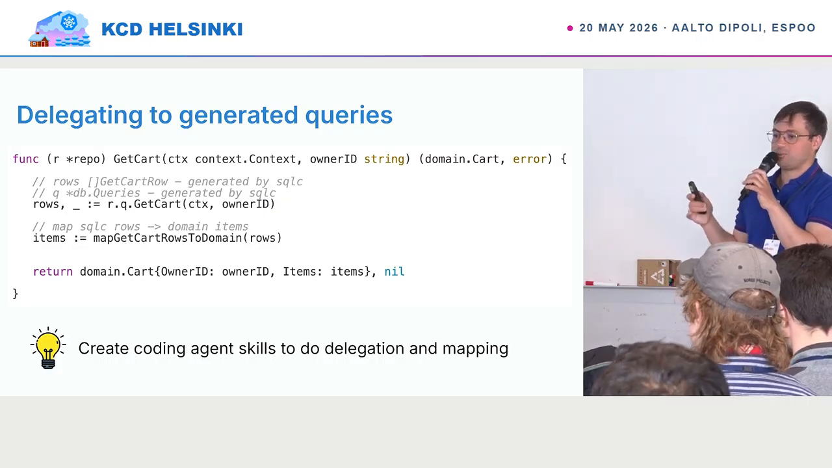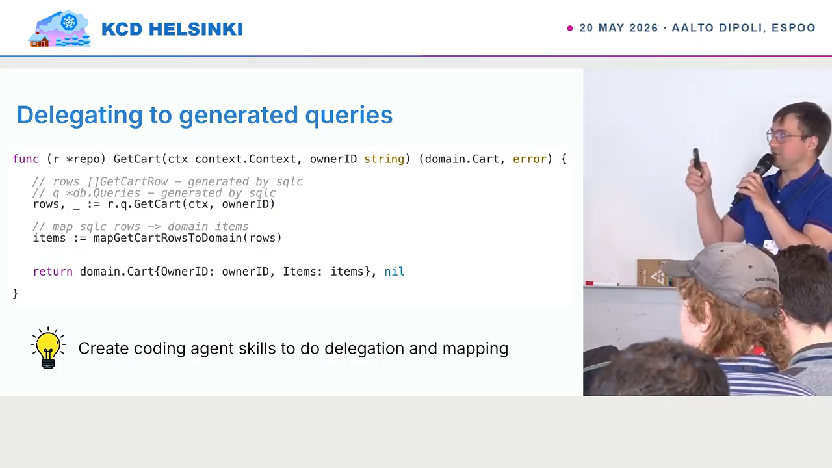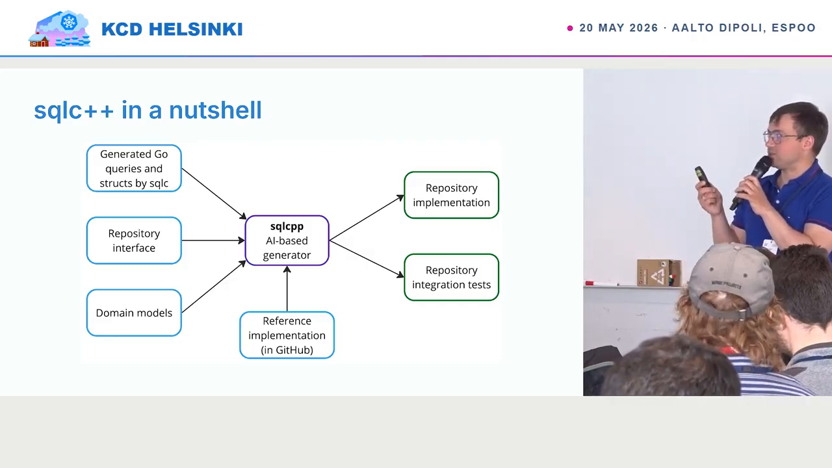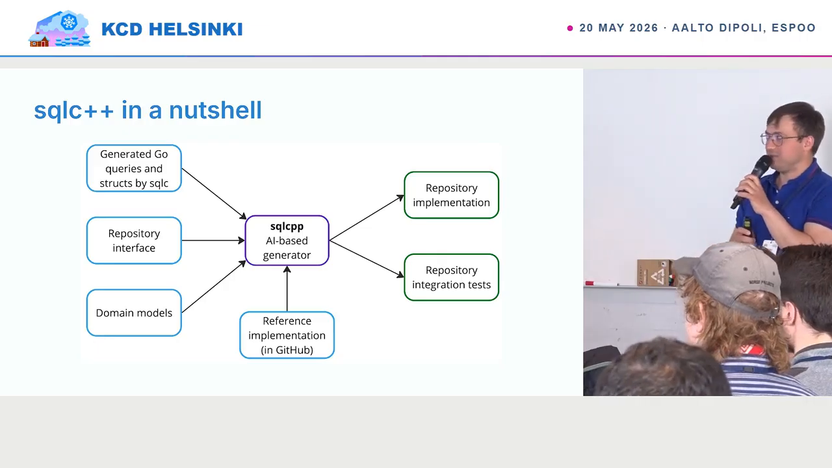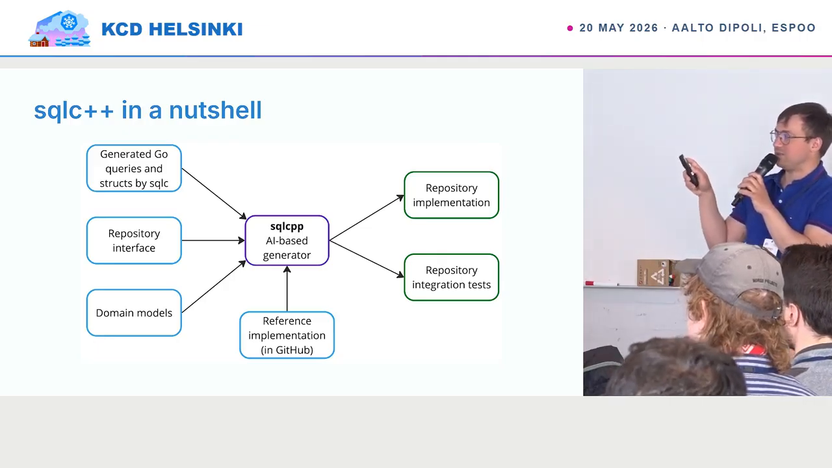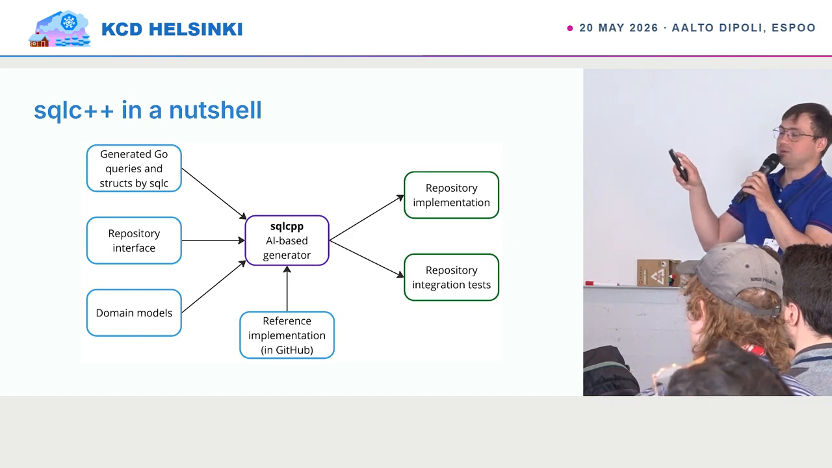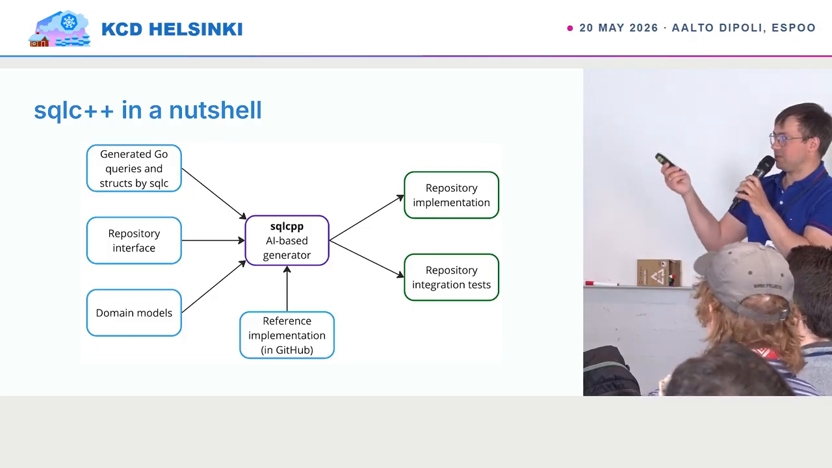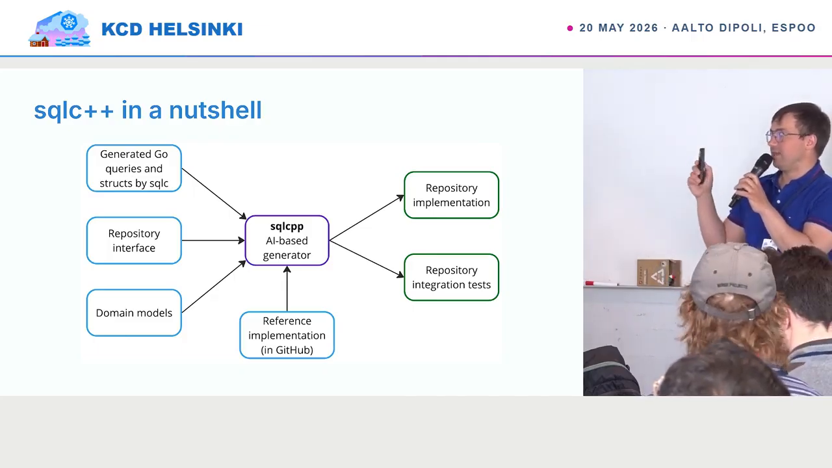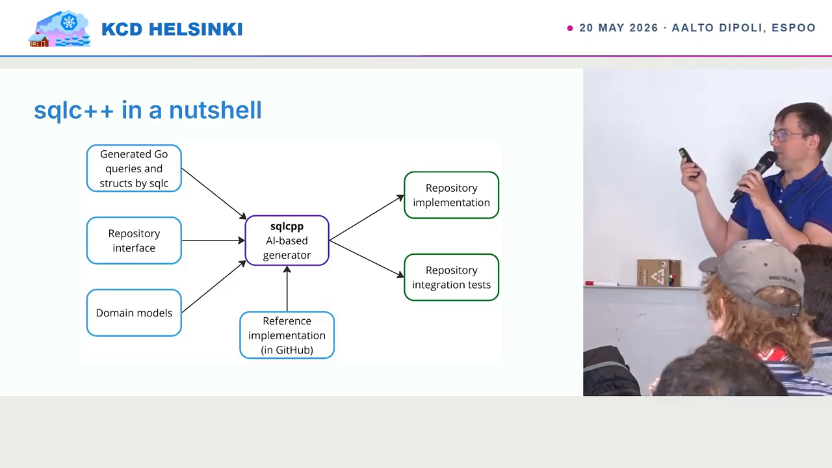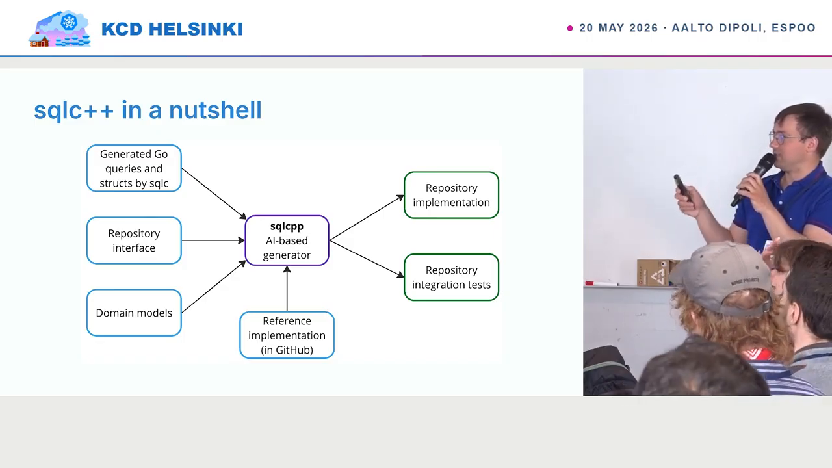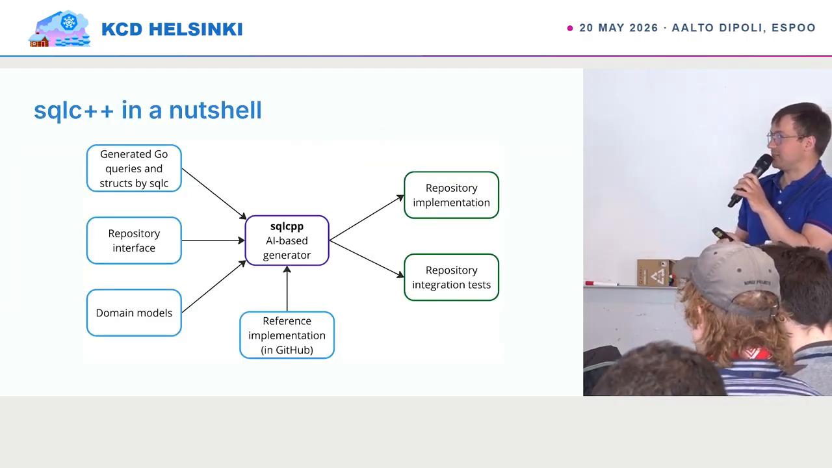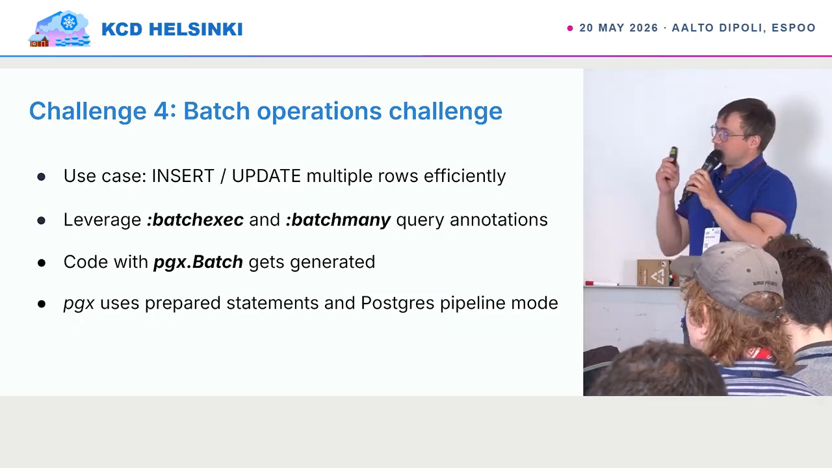One idea here is to create coding agent skills, which will do the delegation and mapping and know our best patterns and practices for that. That's one of my projects on GitHub, called sqlc++. It's a playful name. What it does is take the output of sqlc, the repository interface, the domain models, and some reference implementation, or it can be replaced with skills. Then it tries to generate the repository implementation which delegates to sqlc, like shown here, and also generates integration tests. All right, so that was challenge 3.